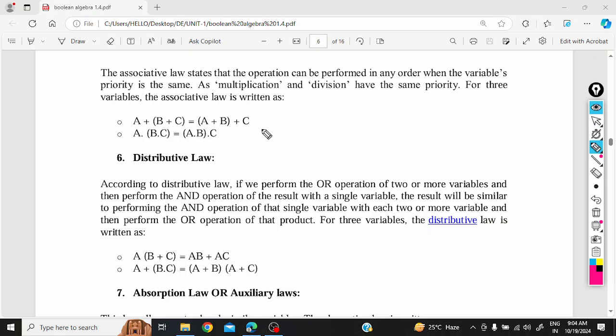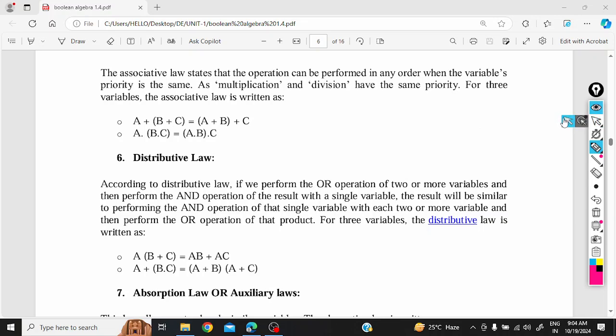You can see a plus of (b plus c) is equal to (a plus b) plus c. Or else, if I am using the dot product, it will be a dot of (b dot c) is equal to (a dot b) dot c. Coming to the distributive law, a dot of (b plus c) is equal to ab plus ac. Or else, if I am using the plus operator, a plus of (b dot c) is equal to (a plus b) dot of (a plus c). So this is the distributive law. Next, the absorption law.